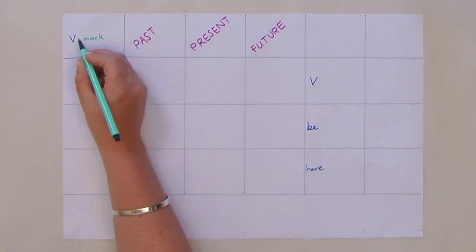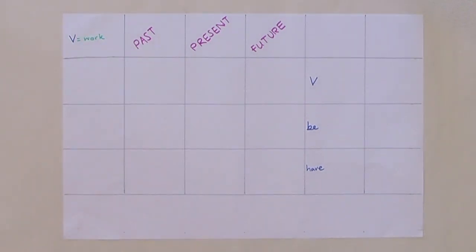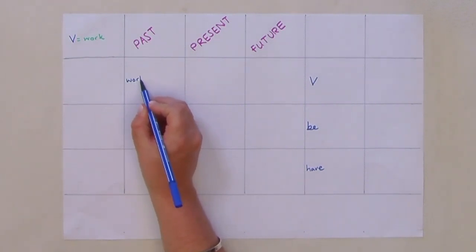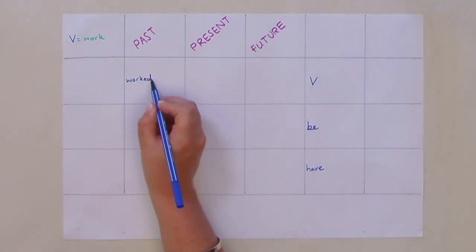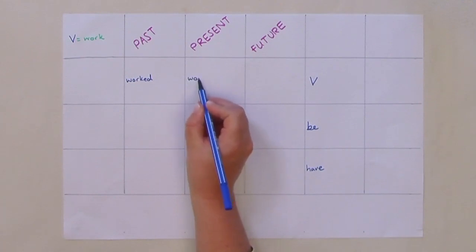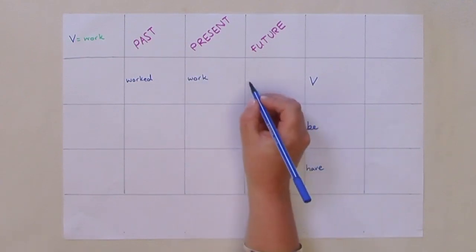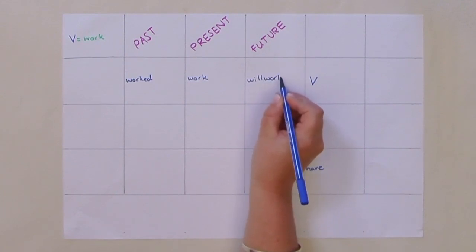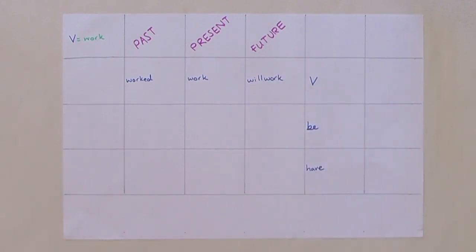Now let's conjugate these 3 verbs for the first person singular, I. In the past, we need to add ed. This gives I worked. In the present, we use the infinitive, I work. In the future, we add will before the infinitive. This gives I will work.